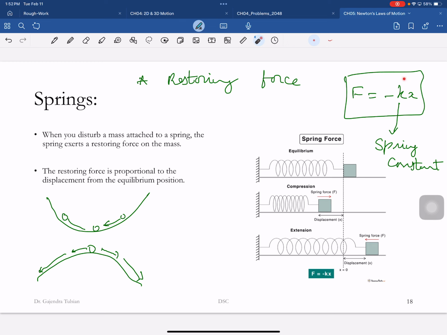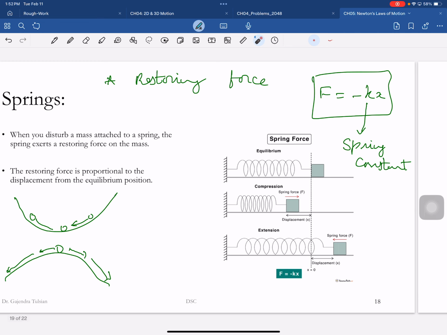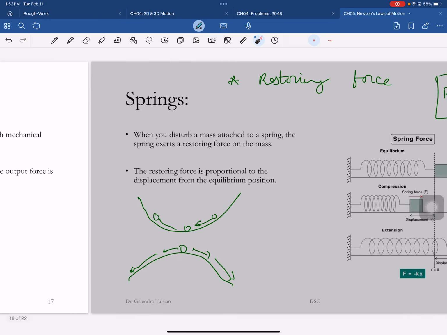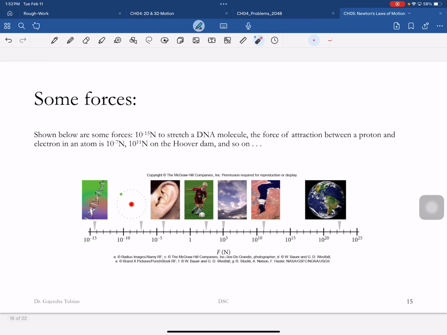All right, so this is the spring constant, and it tells you how stiff the spring is. Again, it's a restoring force. You disturb this from its equilibrium position, and it'll try to bring you back to the equilibrium position. All right, so now let's do some of the fun stuff.